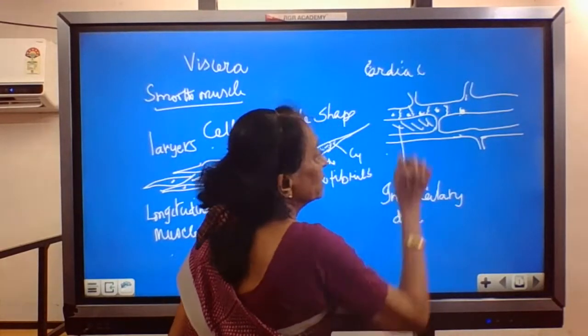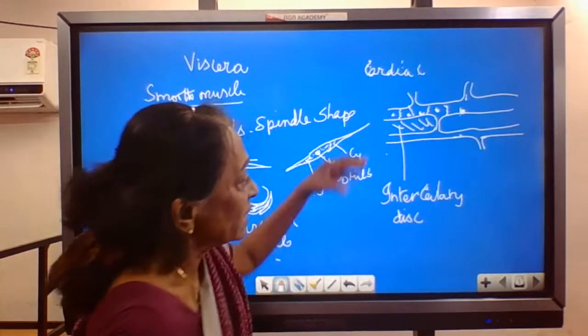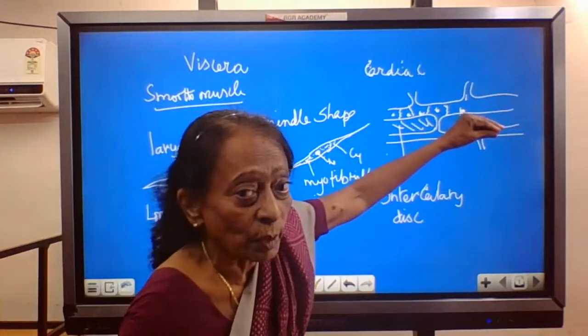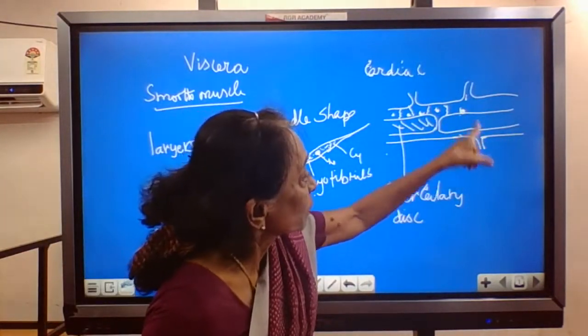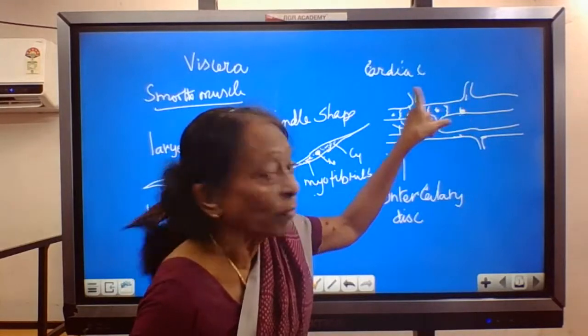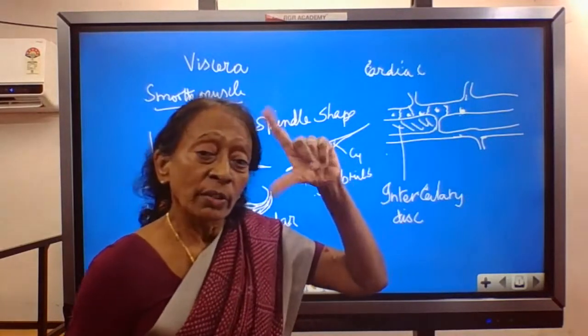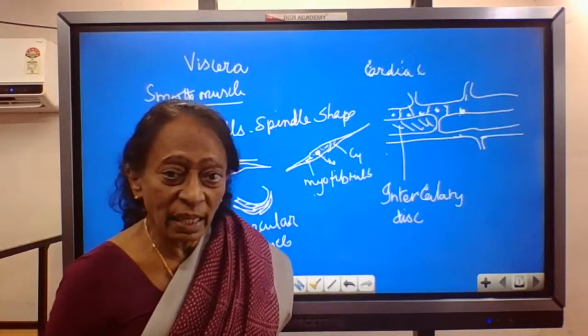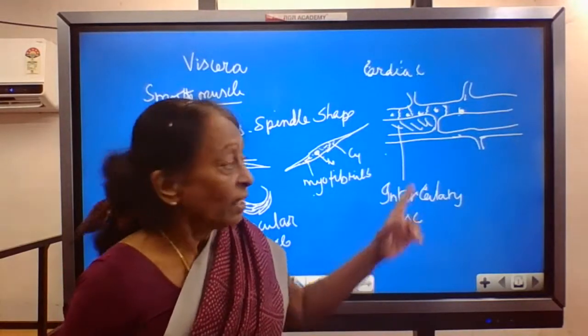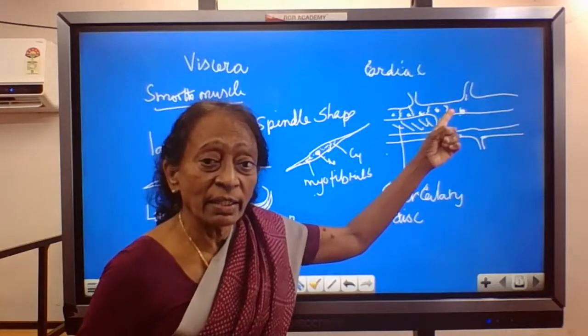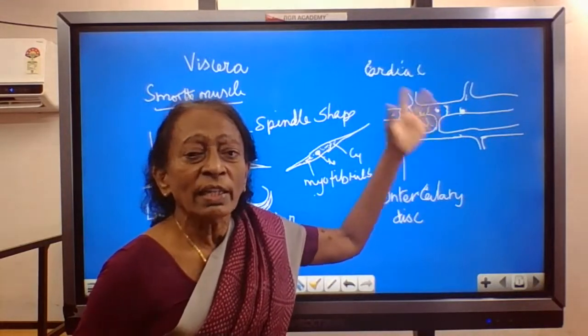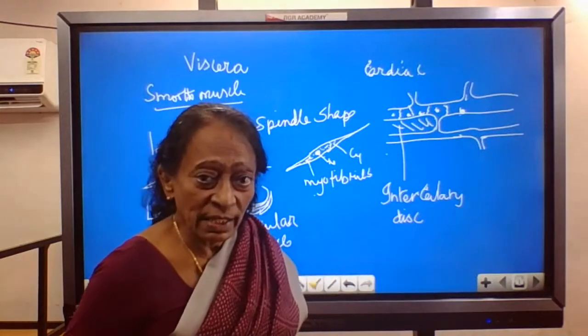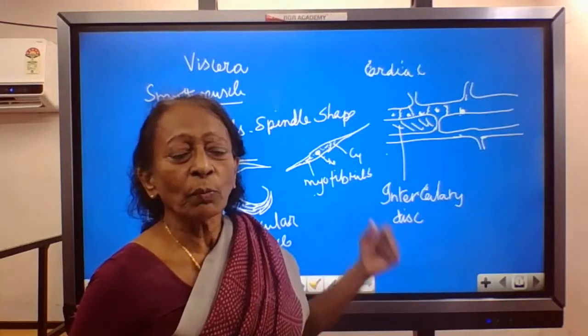So these intercalated discs, that means what? The cells are connected to one another through the plasma membrane. At the same time, the cells are not separate; they form a network. Just like a neuron. Neurons form a network with the help of dendrons and axons, that is called synapses. Similarly here, the cells are irregular and they have connections with one another. They form a network. As a result, the conduction can spread from one cell to the other.